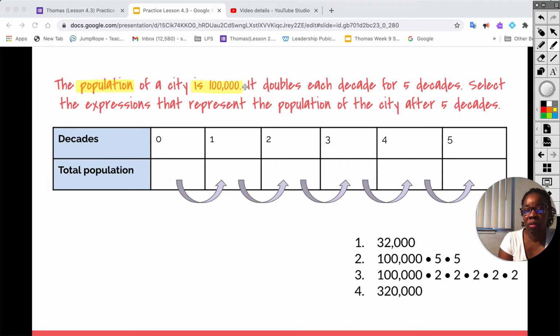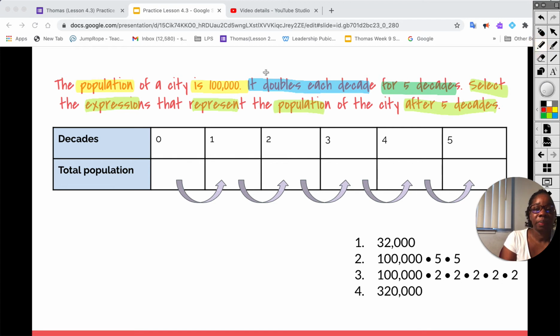It doubles each decade, and that takes place for 5 decades. Our job is to select the expression that represents the population after 5 decades. So that's what we're going to be focused on.